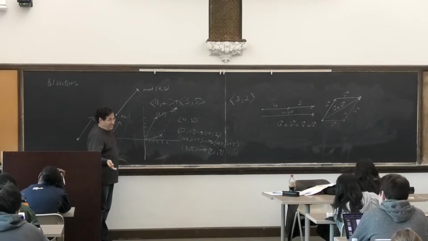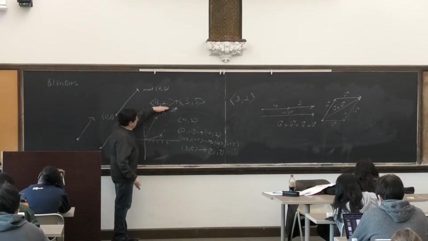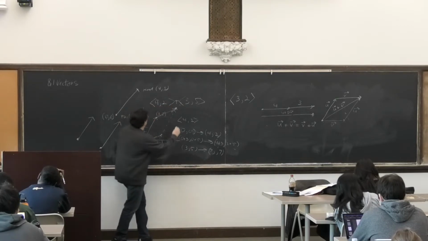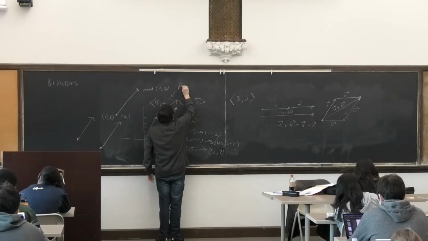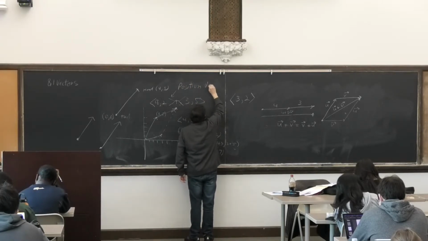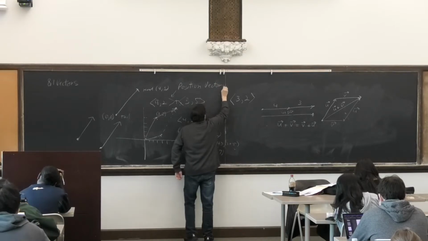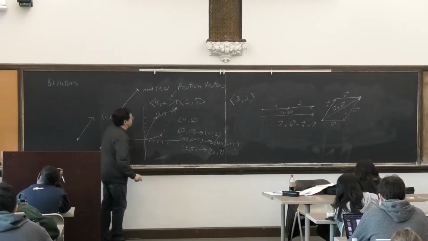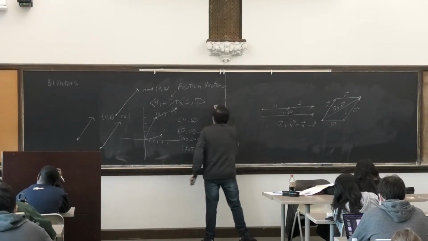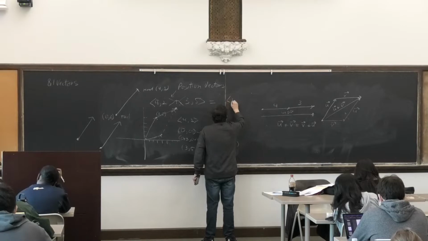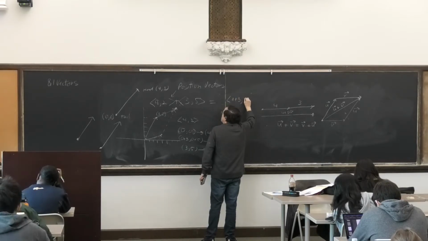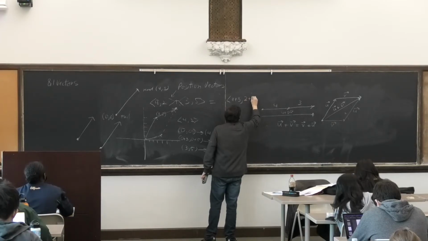That is to say, if I put my vectors in this form, which we call position vectors, their tail is at the origin. All I need to do is add their coordinates.